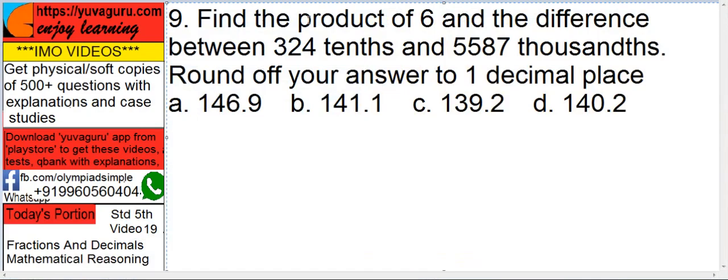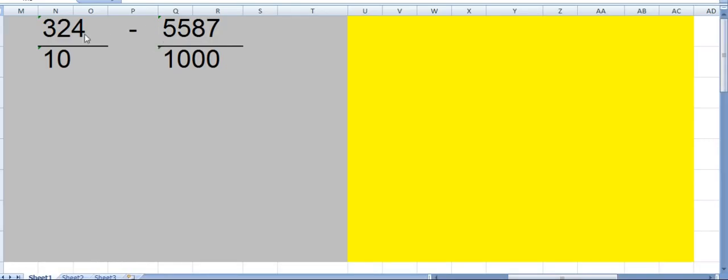Next, find the product of 6 and the difference between 324 tenths and 5587 thousandths. Round off your answer to 1 decimal place. Firstly, find the difference between 324 tenths and 5587 thousandths.